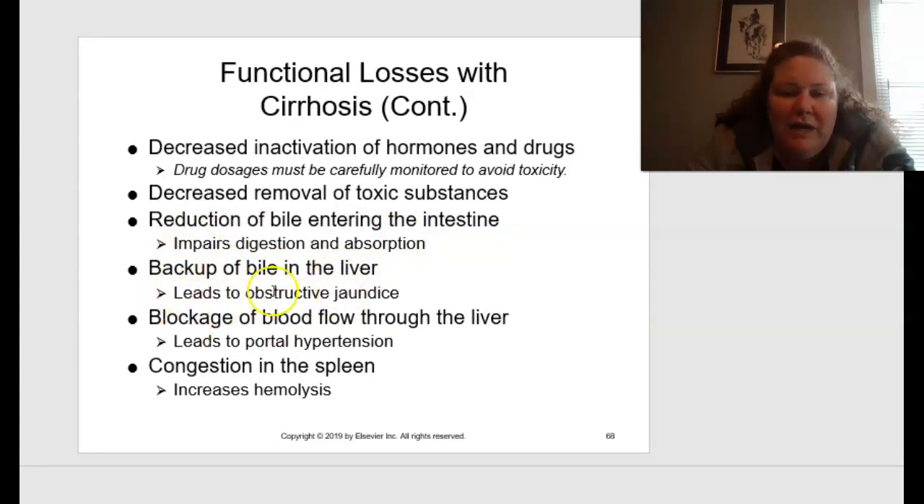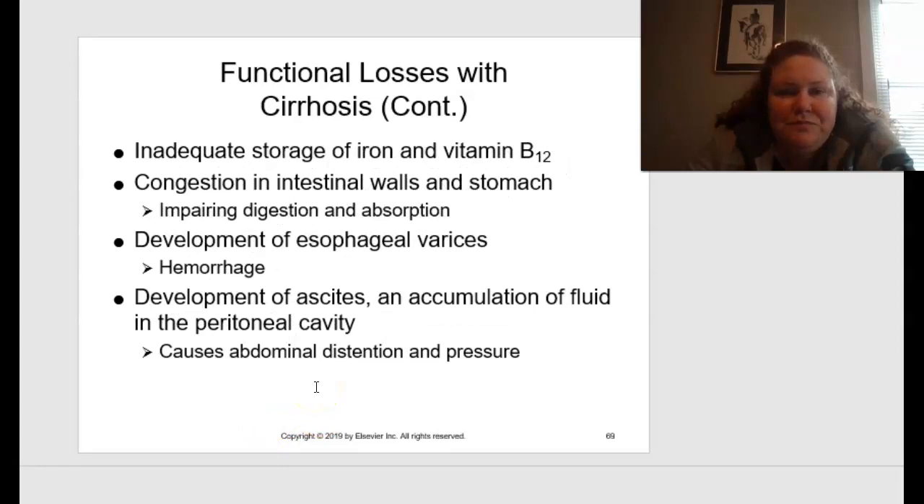You can also have a blockage of the blood flow through the liver, and this can lead to portal hypertension. And also you have congestion in the spleen, and this increases hemolysis. So again, break it down to the root word. Lysis is to break apart, hemo is blood. So this can lead to breaking down your blood cells.